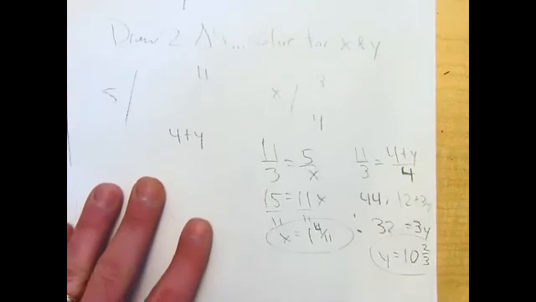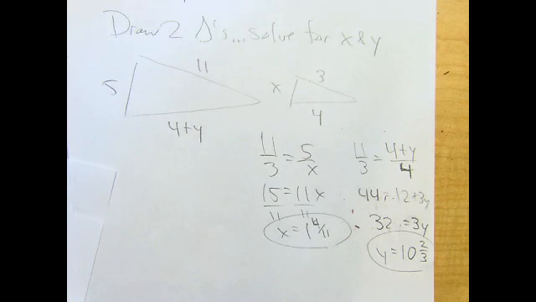Sorry, you couldn't even see what I was writing there. Okay, so final answer is x is 1 4/11. Y is 10 2/3. If you did not get that, you might want to make sure you ask a question about it.